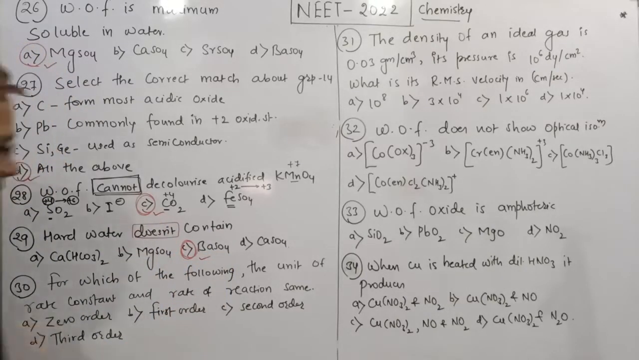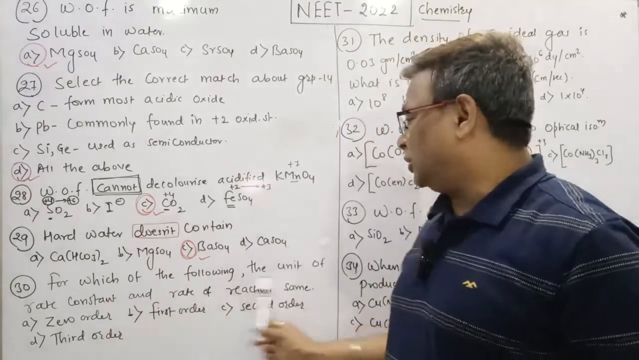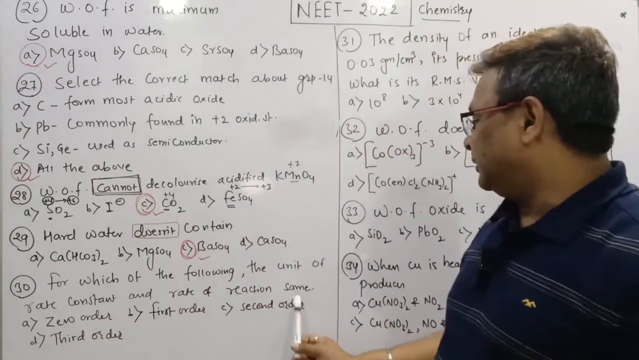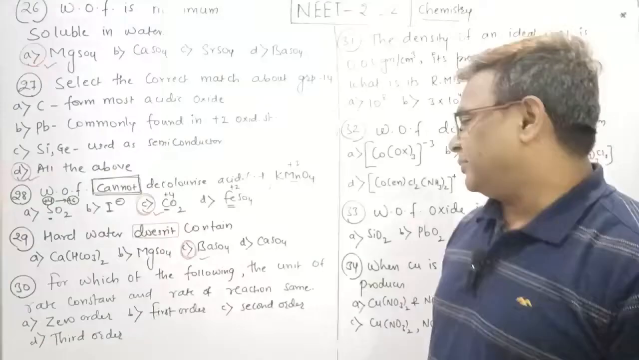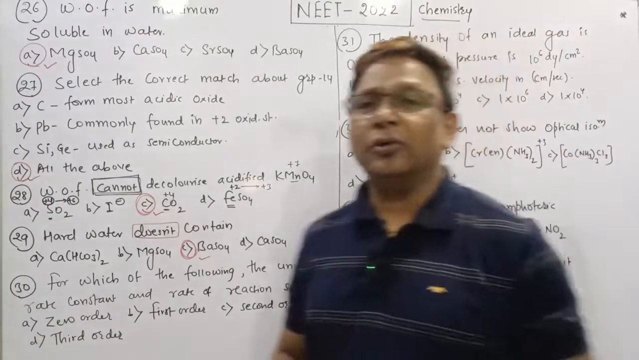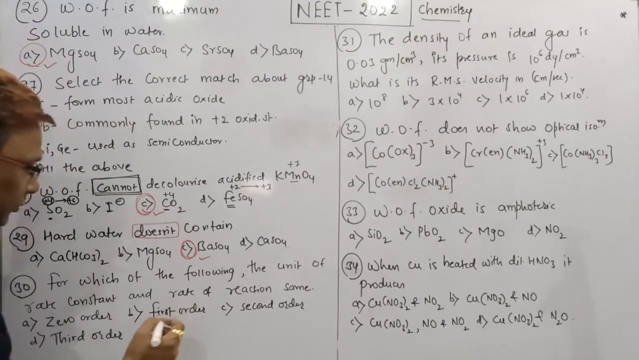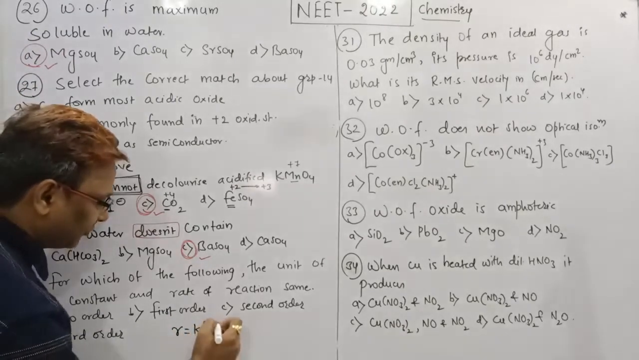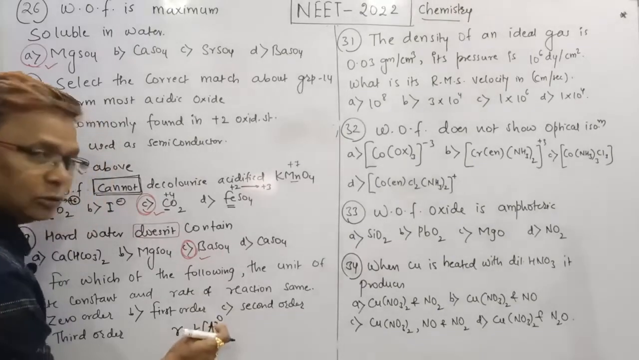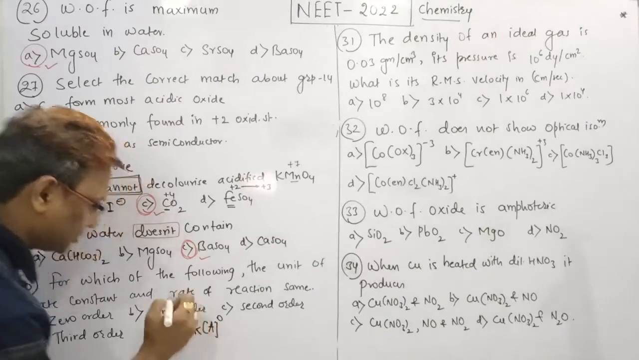Question number 30, you can see: for which of the following are the unit of the rate constant and the rate of the reaction the same? Rate constant and rate of reaction being the same means R is equal to K. And R is equal to K is only possible if the reaction is a zero order reaction, because R is equal to K into concentration of A to the power of 0. A to the power of 0 means it is zero order. So R is equal to the rate constant K.